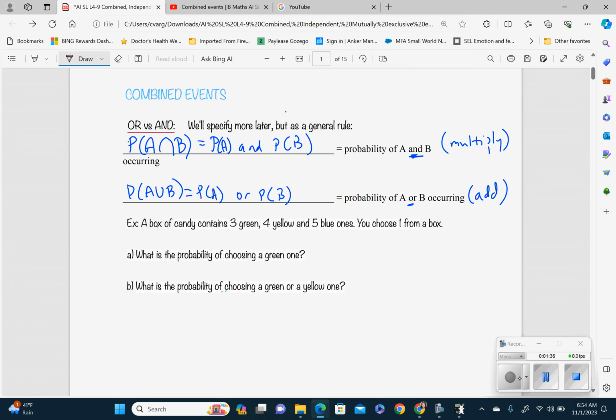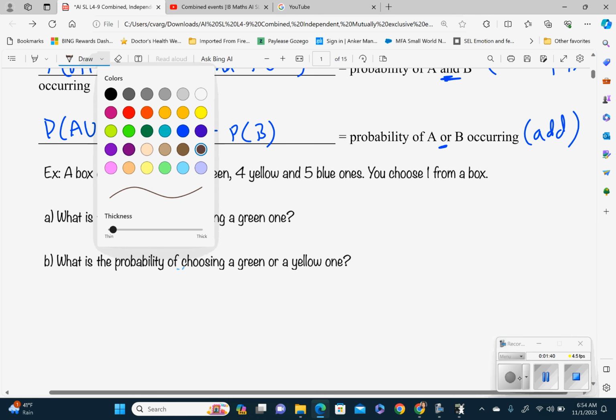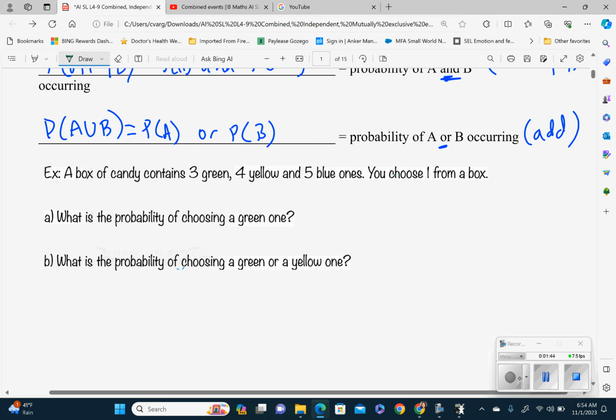All right, so we're going to do a couple of problems here. So we have a box of, let's go green just because there is green here, and that's what we're asking for. So we have 3 green, 4 yellow, and 5 blue. We're going to assume that each candy cannot be green and yellow or yellow and blue. It's just one color. And that is an assumption, which is safe to do. And we're going to choose one from a box.